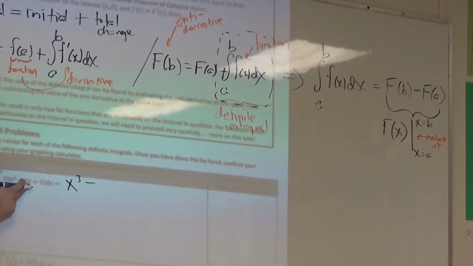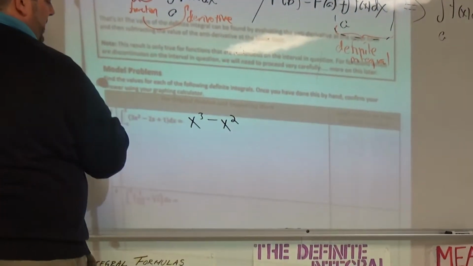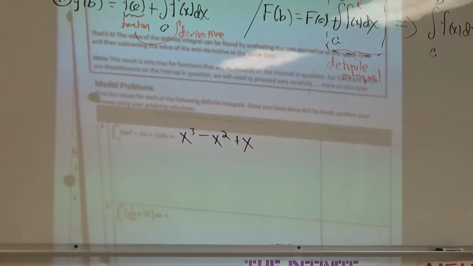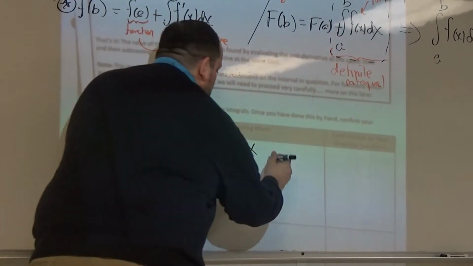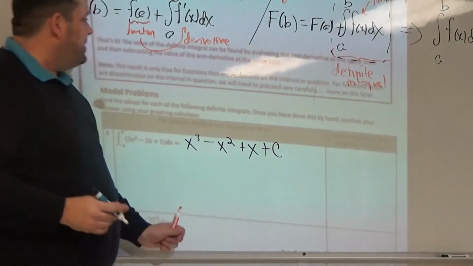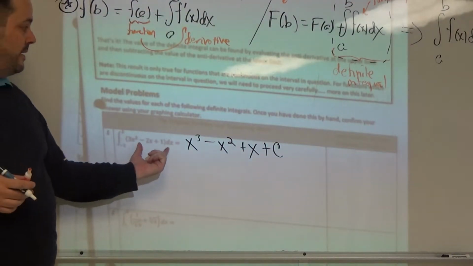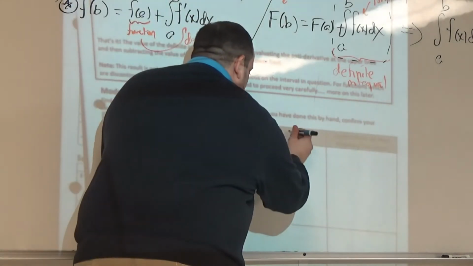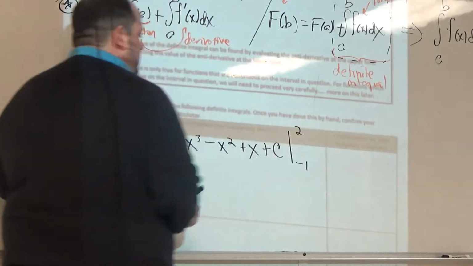Minus what has 2x as its derivative? X squared. Plus what has 1 as its derivative? 1x. Is that the antiderivative? Yeah. No. Plus c. The fundamental theorem of calculus says if you want the definite integral, find the antiderivative, evaluate at your endpoints. Evaluate at -1 and evaluate at 2.